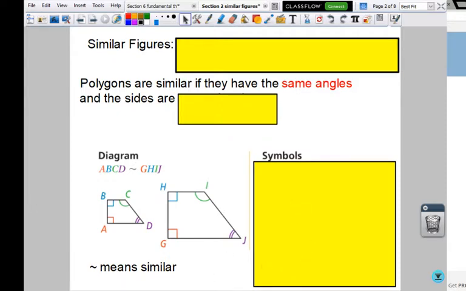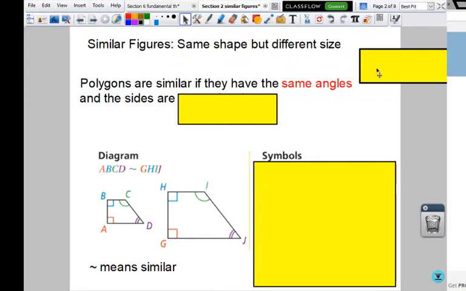So today we're going to be looking at similar figures. Now, don't be confused with congruent figures because they're a little bit different. Similar figures are the same shape but have a different size. So similar figures are same shape, different size. If you look down here at these two trapezoids, these are similar because they're basically the same shape. It's just one's bigger than the other one.